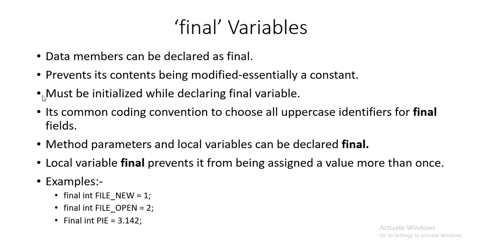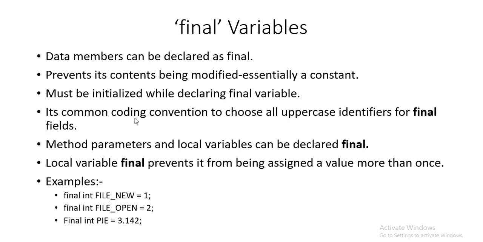Next, it must be initialized while declaring a final variable. During the declaration of any variable, if you want to make that specific variable a constant, just initialize that variable with some value and declare it as final, so that this value cannot be modified further in programming. This is the use of the final modifier or the final keyword.